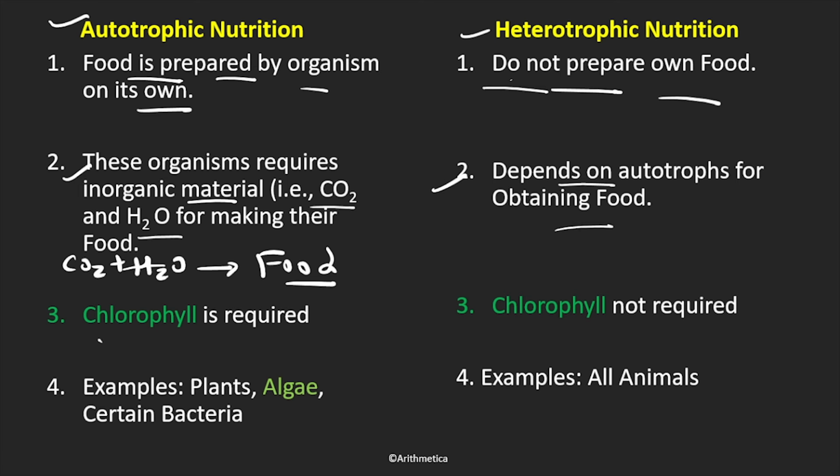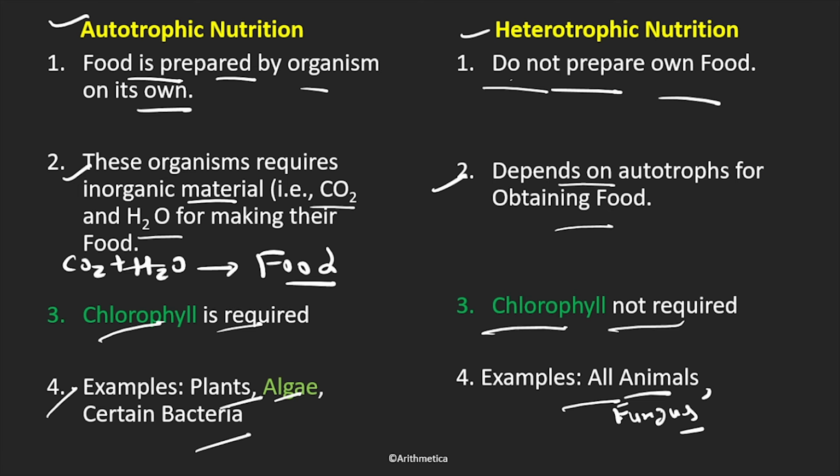In autotrophic nutrition, chlorophyll is required, and in heterotrophic nutrition, chlorophyll is not required. There is no need of chlorophyll in heterotrophic nutrition, but in autotrophic nutrition, we have seen that sunlight and chlorophyll are needed. There is no such requirement in heterotrophic mode of nutrition. In autotrophic nutrition, the examples are plants, algae, and certain bacteria. This we know. And in heterotrophic nutrition, we have examples: all animals and fungi. You can also write here mushroom, humans, all these things.